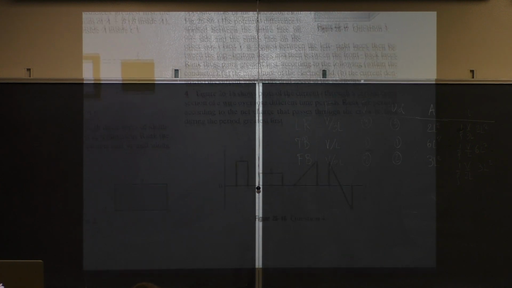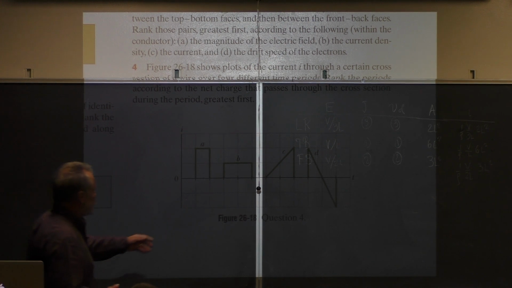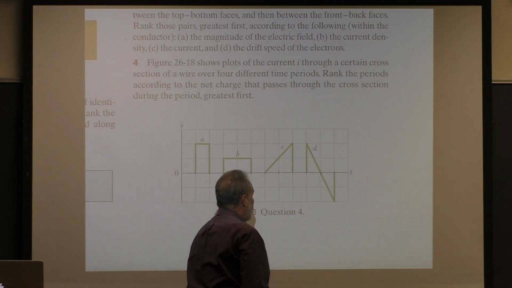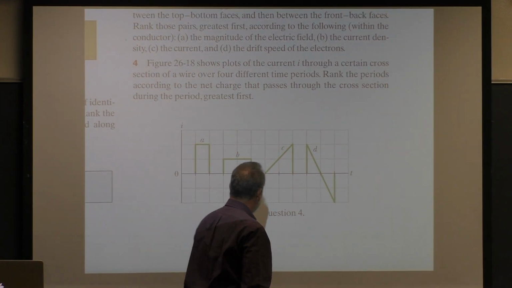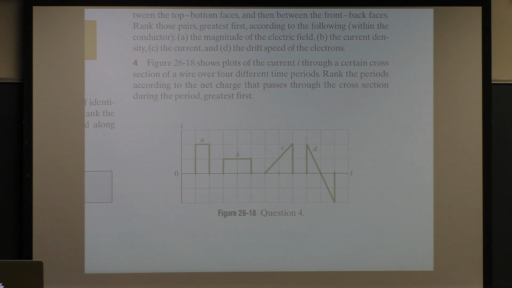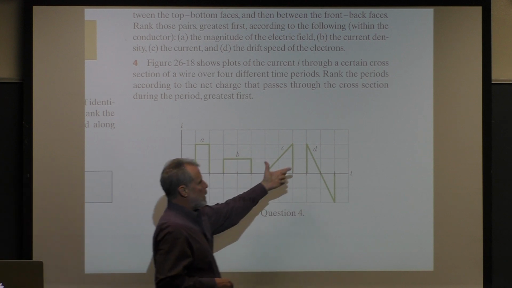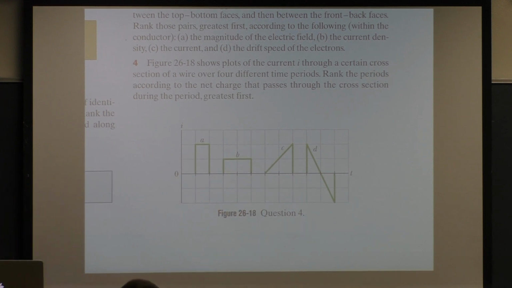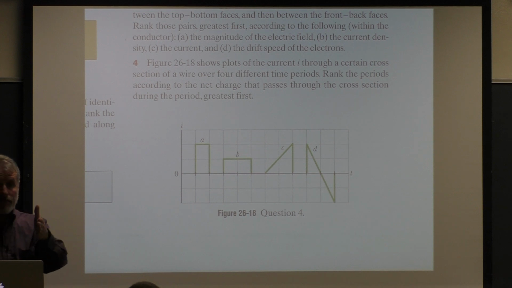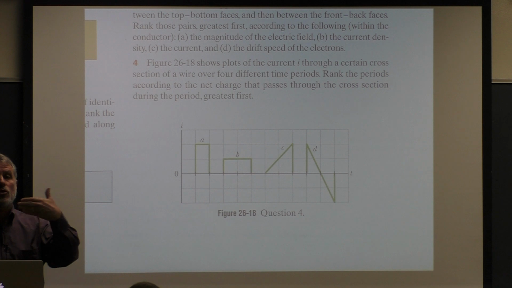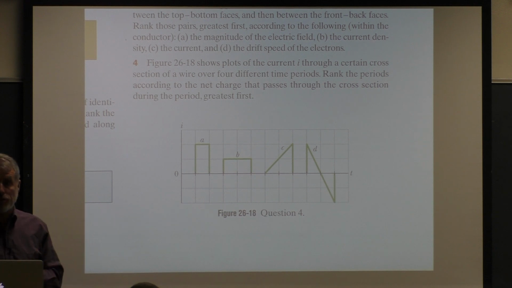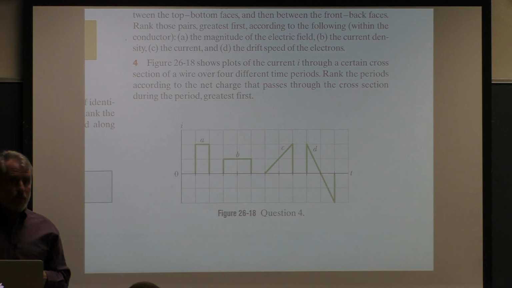We now have these plots of current as a function of time. The question is to rank these periods, these bursts of current, in terms of the net charge that passes through the cross section during the period, greatest first. How do you start thinking about that problem? You're given the current as a function of time, and you want to know how much overall charge we have in each one of those bursts of current. How do you get that?